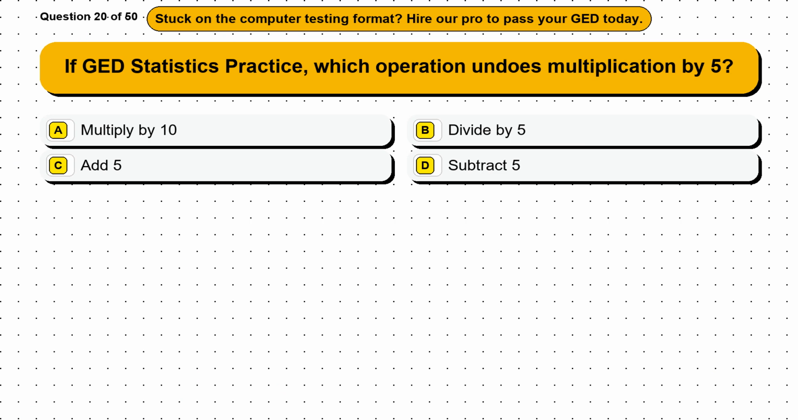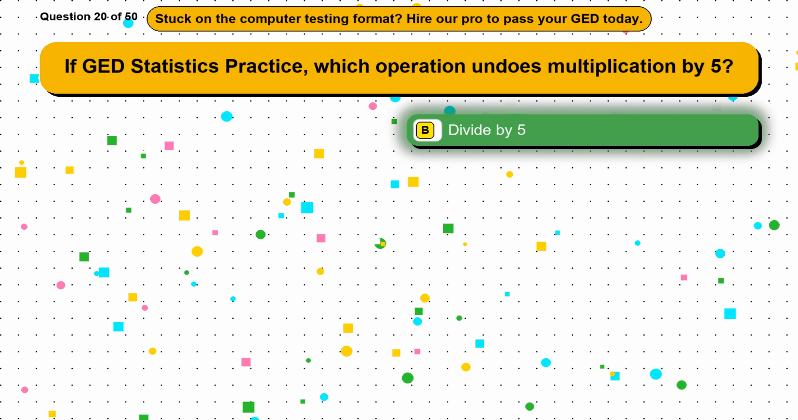Question 20. If GED Statistics Practice, which operation undoes multiplication by 5? Option A, multiply by 10. Option B, divide by 5. Option C, add 5. Option D, subtract 5. The correct answer is option B.